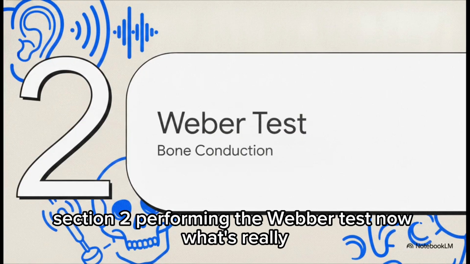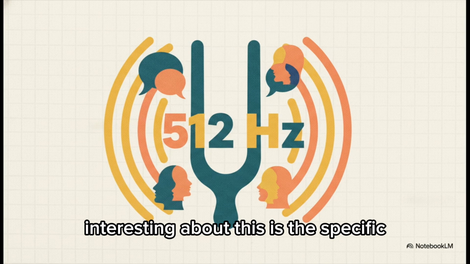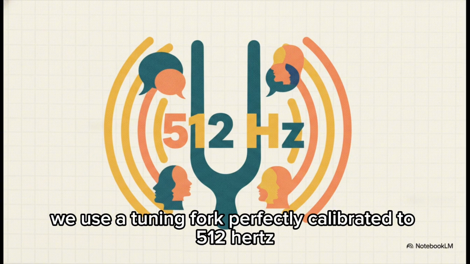Section 2. Performing the Weber test. Now, what's really interesting about this is the specific instrument we're using. We aren't just grabbing any random piece of metal here. We use a tuning fork, perfectly calibrated to 512 Hertz.